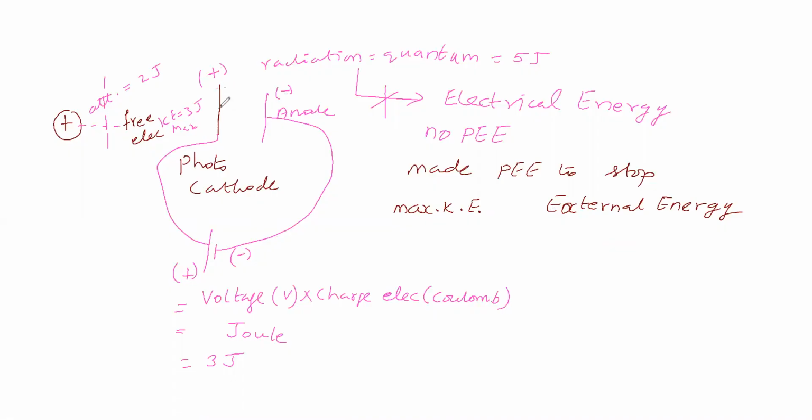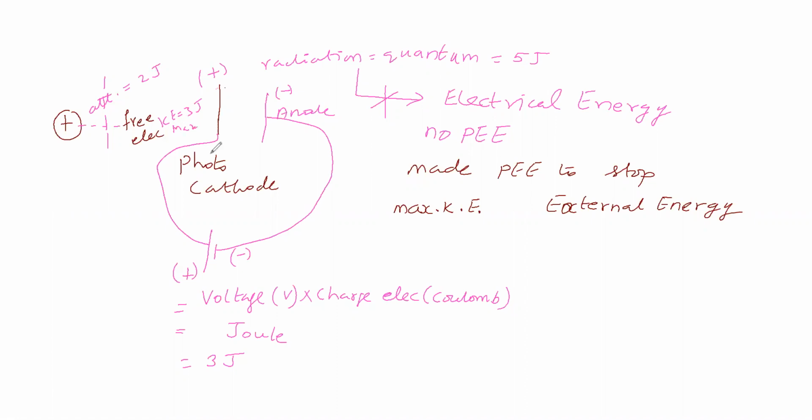This positive charge of the photocathode is pulling back this free electron to the same place, isn't it? So what is the relation between maximum kinetic energy and external energy? Maximum kinetic energy means this radiation quantum has 5 joule. In that 5 joule, attraction is 2 joule. Okay, 2 joule is utilized to break this attraction. The remaining 3 joule is the maximum kinetic energy.